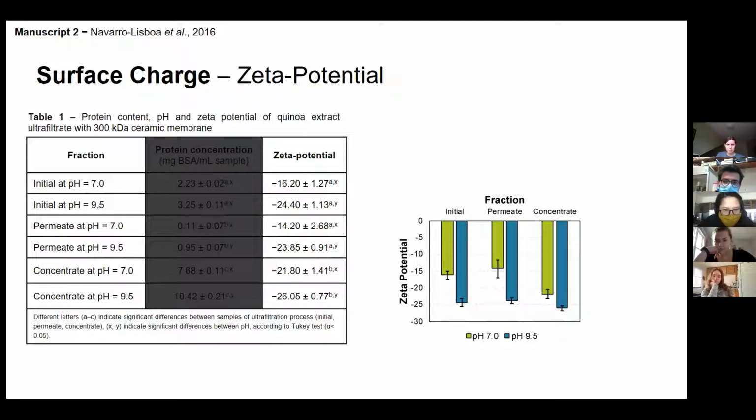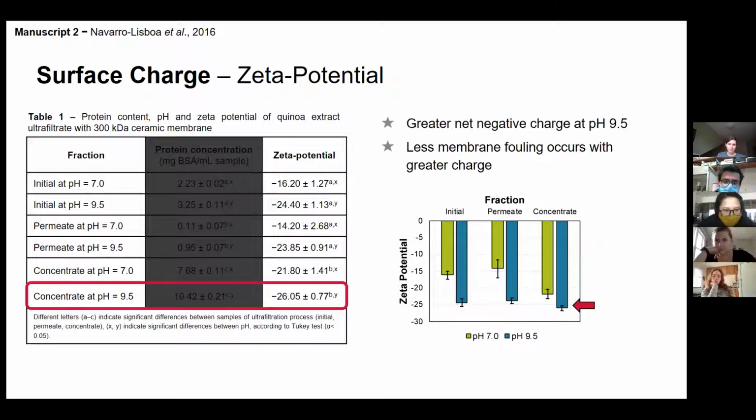So looking at the Zeta-Potential, proteins had a greater net negative charge at 9.5, which is expected since it's further from the isoelectric point, and thus more groups would be deprotonated. The authors also mentioned that this may contribute to the faster movement through the membrane, as less fouling would occur with greater charge.